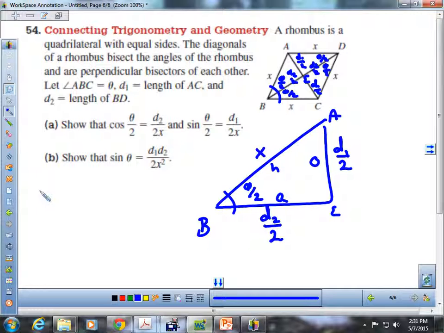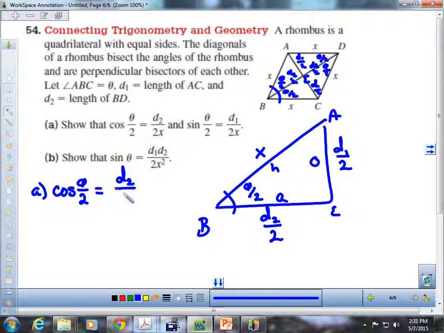Okay. So, part A. The cosine of any angle is equal to the ratio of which 2 sides? A over H. A over H. Well, instead of dividing by x, we're going to multiply by what? 1 over x. And we get diagonal 2 divided by 2x. Is that what we wanted? Same thing? Yes, same thing.